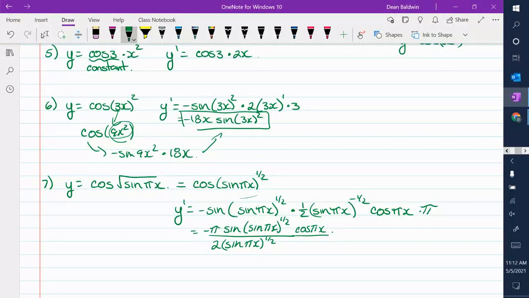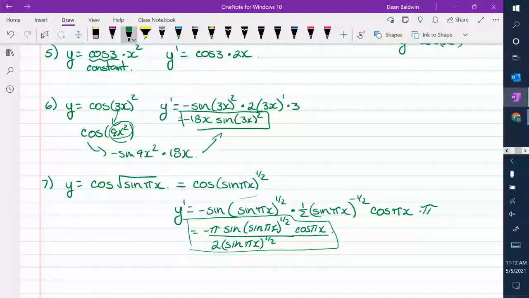There are some identities that you could probably use to simplify that, but I'm not going to, and I'm not going to give you one like that. But you can see the trig functions can get a little crazy because it's easy to have multiple functions inside of each other.